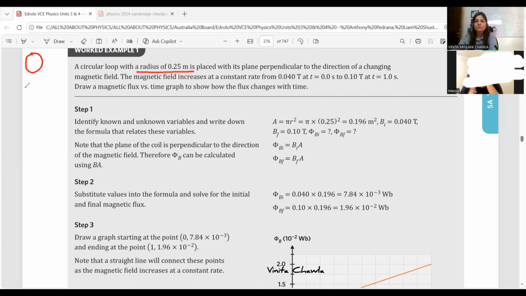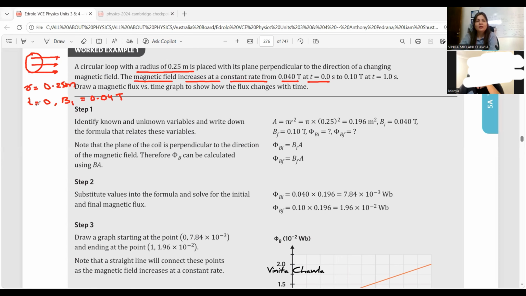The radius is 0.25 meter and it is placed with its plane perpendicular to the direction of the changing magnetic field. The magnetic field is changing and it is placed like this, perpendicular to the field. The magnetic field increases at a constant rate from 0.04 Tesla at t equal to 0. So at t equal to 0, we have magnetic field B1, which is 0.04 Tesla.